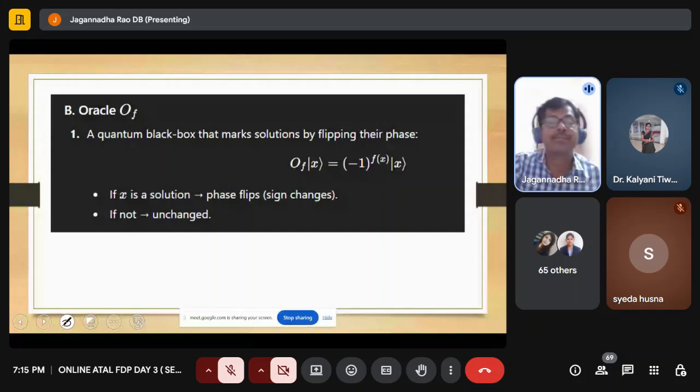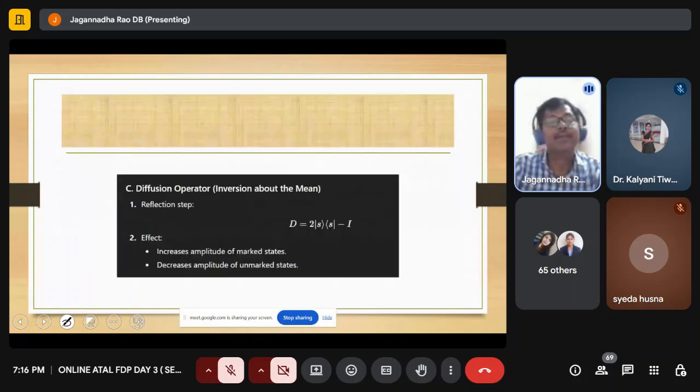A quantum black box that marks solutions by flipping their phase: ket x goes to minus 1 to the power f of x times ket x. So if x is a solution, the phase flips, the sign changes. These are easy to understand if you know quantum mechanics: what is ket x, what is rotation, and what is Oracle f, everything. Then go to the diffusion operator. Mainly these operations are used for inversion about the mean value.